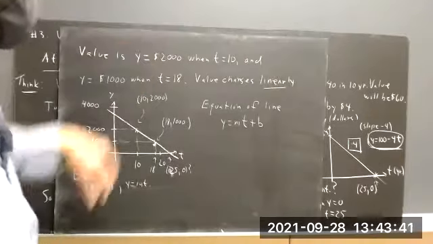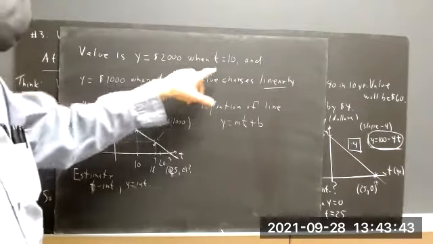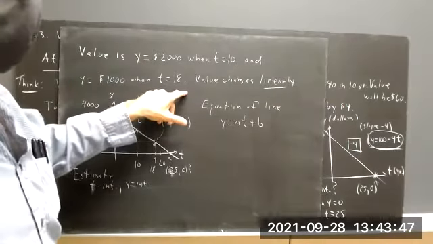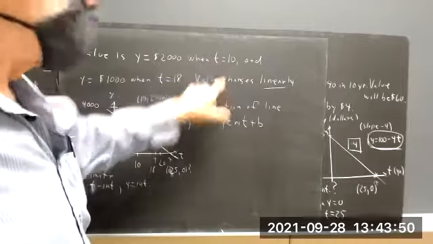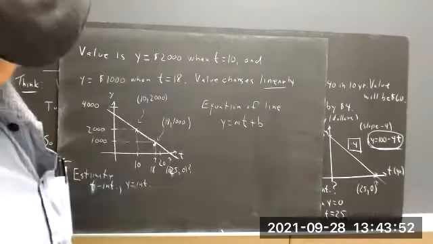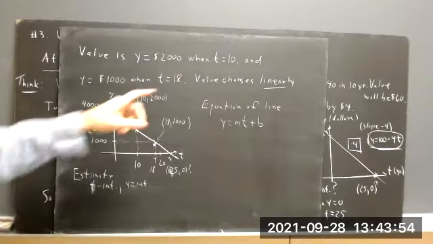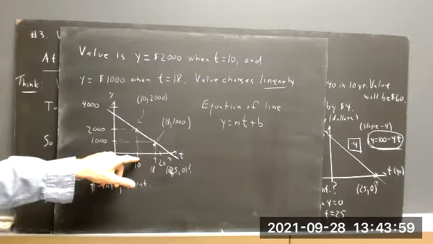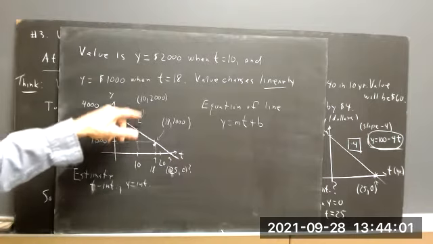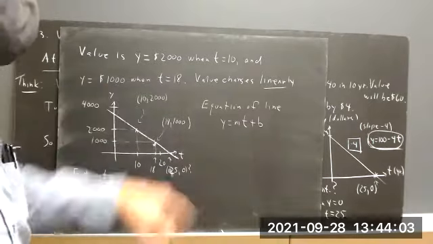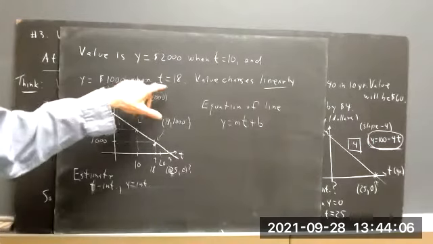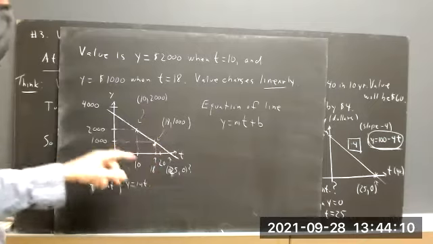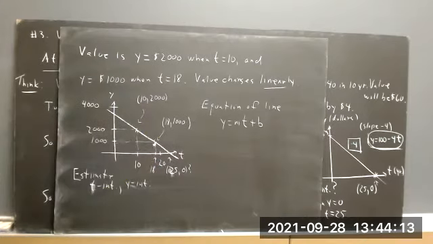Current problem we're working on. We're given that y is $2,000 when t is 10, and y is $1,000 when t is 18. We represent this information on a graph of y versus t. When t is 10, y is 2,000. Well, here's a graph. It's 10 here, 2,000 here, right there's the point. 10, 2,000 represents this information. And t equals 18, y is 1,000, gives us the point 18, 1,000. On this graph, it looks like this.